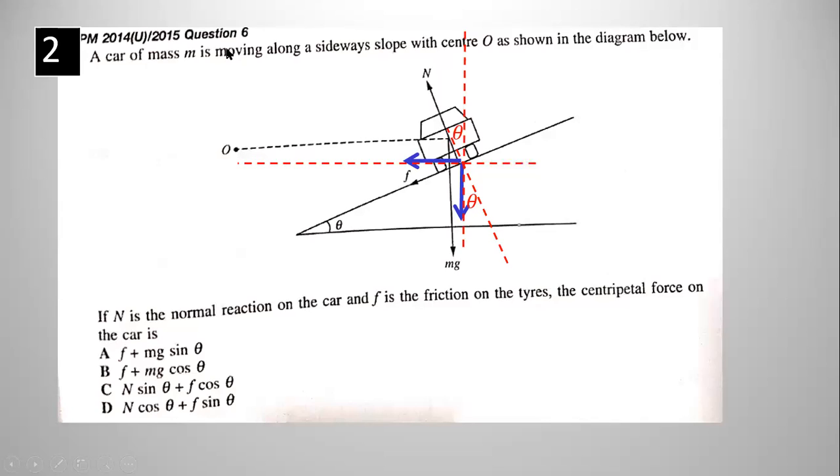So same as here. A car of mass m is moving along a sideway slope with a center O. That's your center O. That's your radius, as shown below. If N is the normal reaction on the car, and F is the friction on the tire, that's your friction F. The centripetal force on the car is, so in this case, remember, it's moving in a horizontal circle, that's the center. That's a horizontal radius. Yeah, very kindly drawn for you.